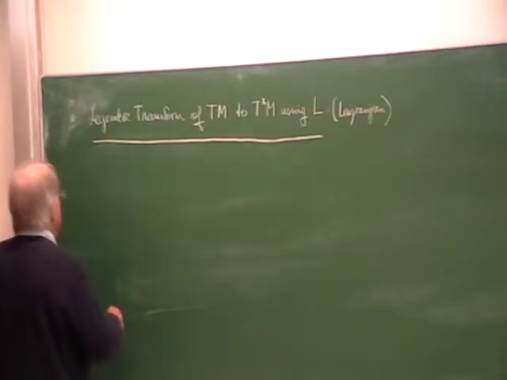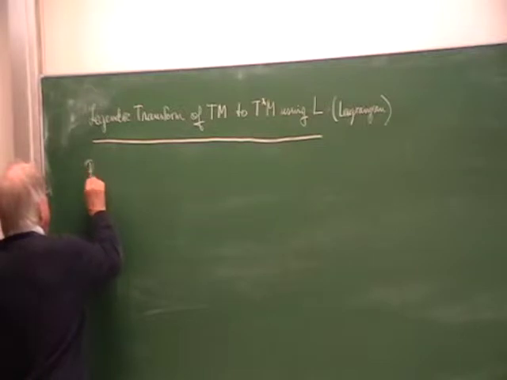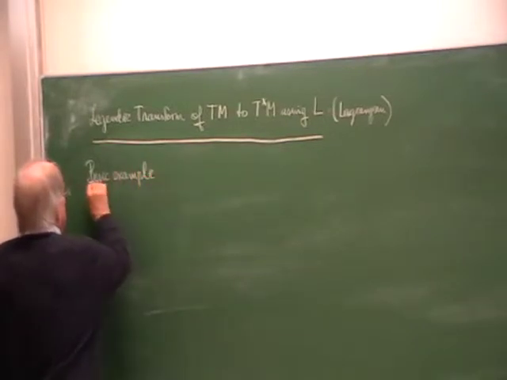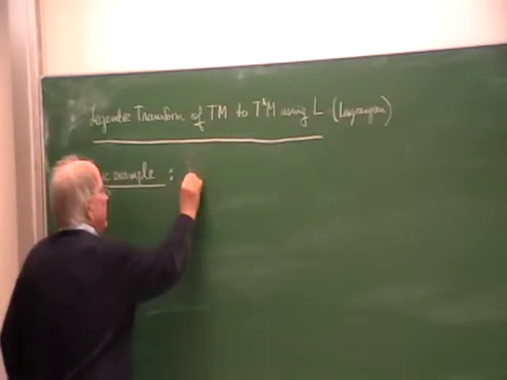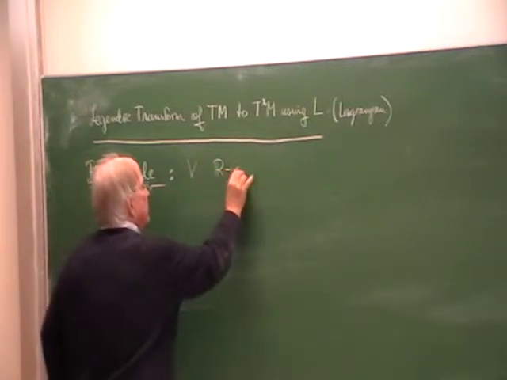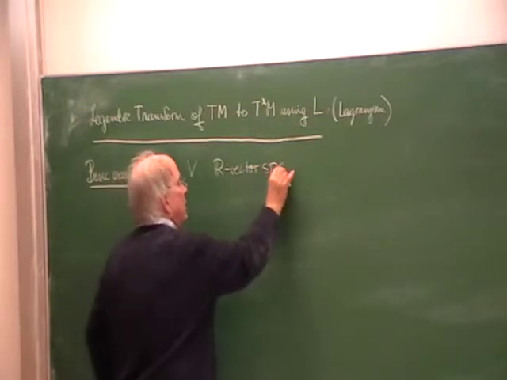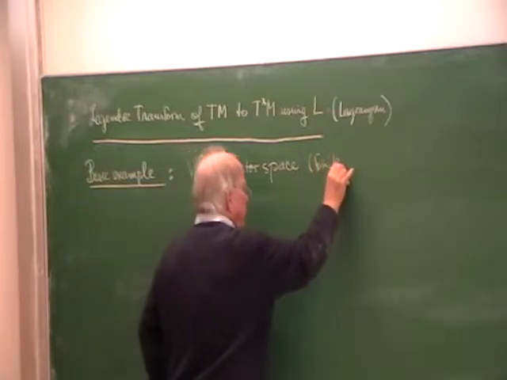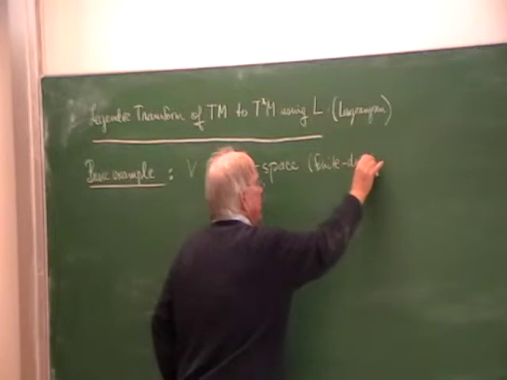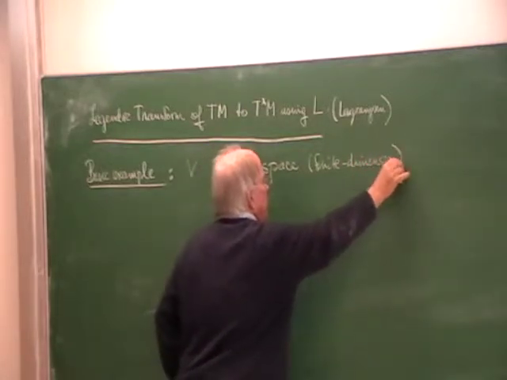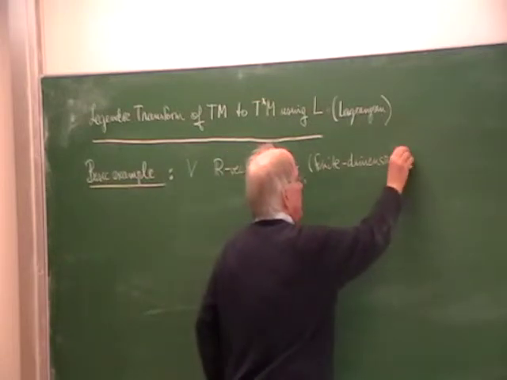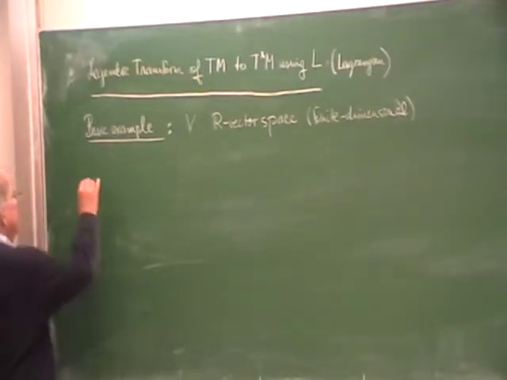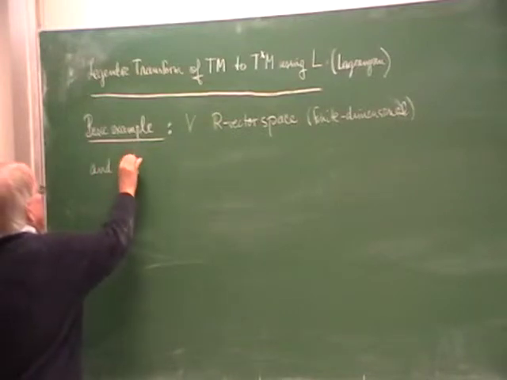So, the basic example is: let V be a vector space, here finite dimensional, of course. So let me just say finite dimensional. I think for me finite dimensional. Maybe we don't need that. And we start with an inner product space.